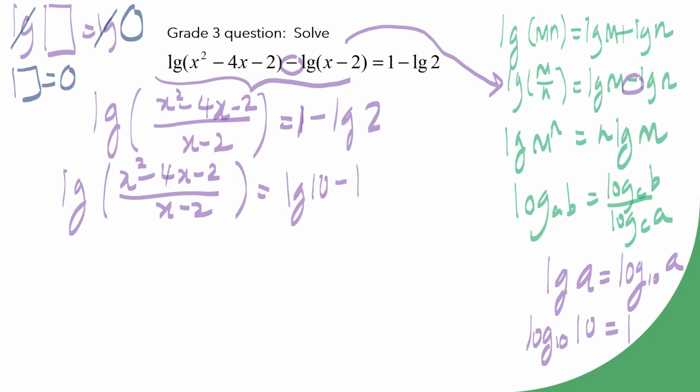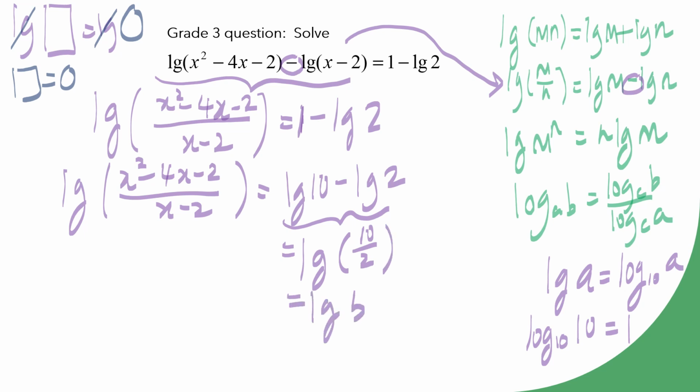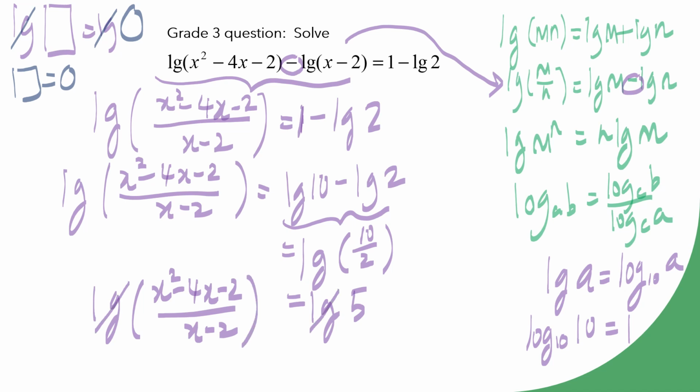Right, so once I have introduced log 10 there, can you see here? I can apply the quotient law again. So I've applied the quotient law, and that will give me 10 divided by 2, which gives me 5. Very good. So now I have log on both sides, and I can just cancel them off. So this guy will be equal to 5.